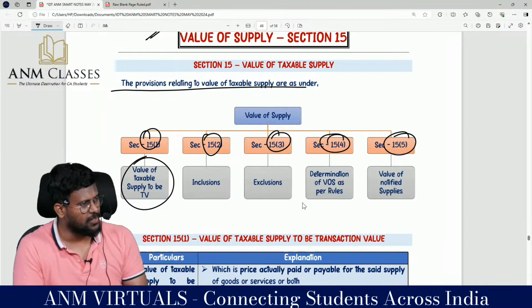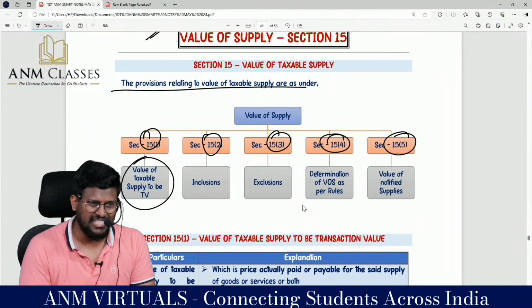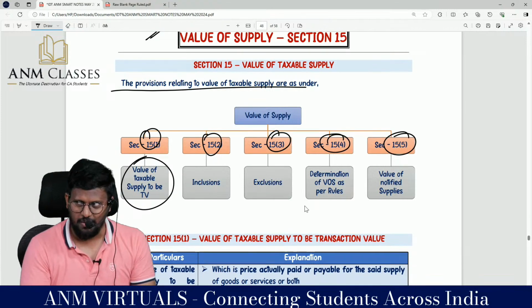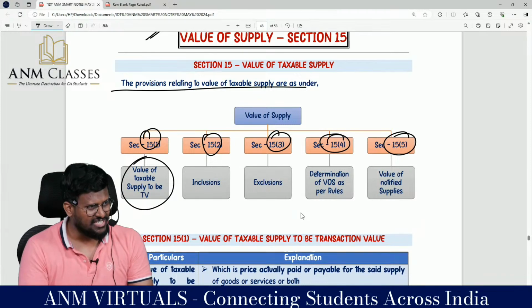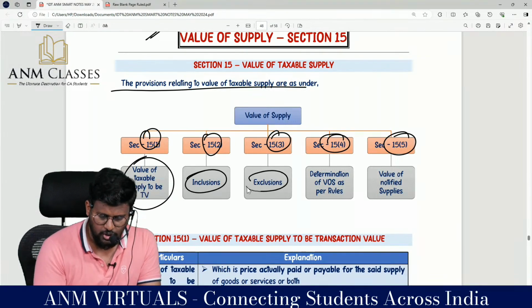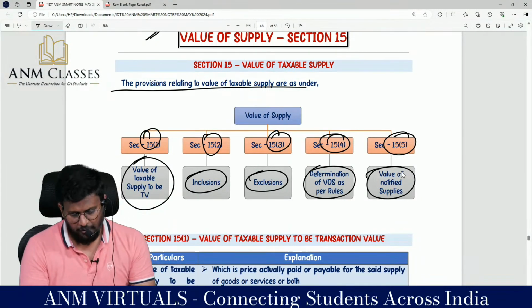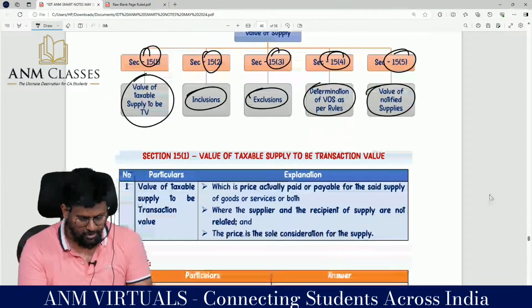15-1: value of taxable supply is to be the transaction value. Transaction value should be the assessable value. If the SRS conditions are satisfied, there should be a supply of goods or services or both. Supply should be to an 100%. Price should be the sole consideration. If the SRS conditions are satisfied, then the transaction value is equal to 15-2 inclusion, 15-3 exclusion, 15-4 determination of value of supply as per rules, and 15-5 value of notified supply, right?